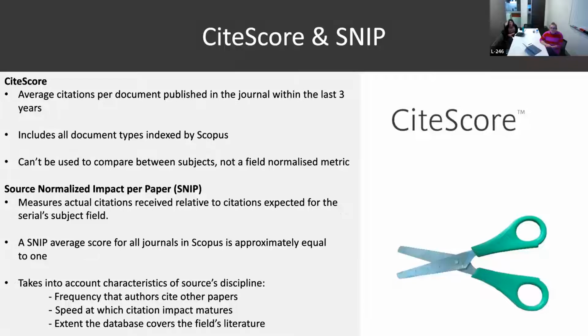But we'll see another two when we look in Scopus. So those in Scopus are CiteScore. CiteScore is the average citations per document published in the journal within the last 3 years. It includes all documents indexed within Scopus, and it shouldn't be used to compare between subjects, so it's not field normalised.